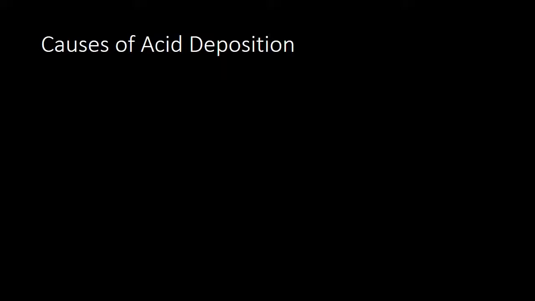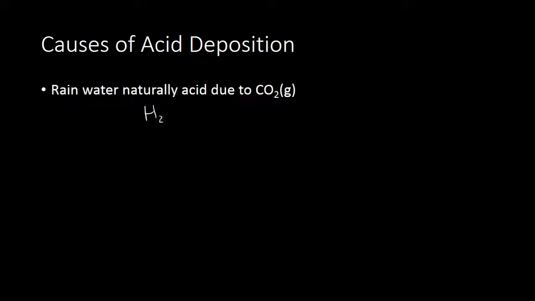What causes acid deposition? First, you need to understand that rainwater is naturally acidic, due to the fact that the atmosphere has gaseous CO2. As we have seen before, liquid H2O can absorb CO2 gas, and they mix. That is going to create carbonic acid, which is a weak acid, and that is going to break down into H+ and HCO3.